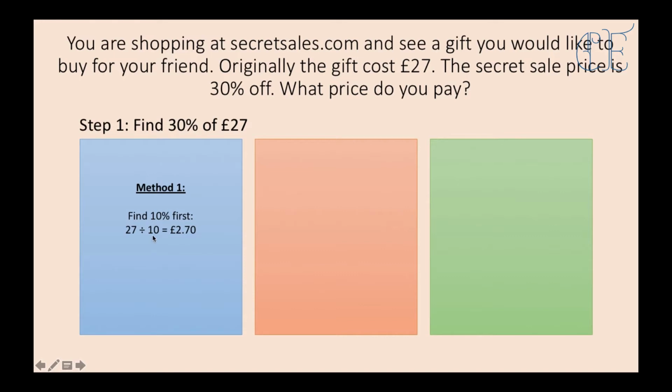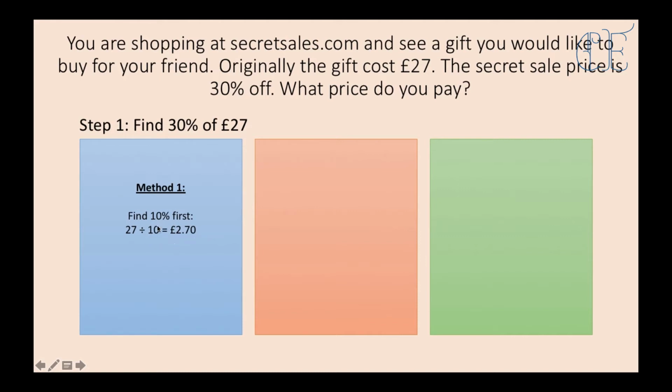So 27 divided by 10 is just £2.70. We just move the decimal point one place back. Remember, if we times, we move the decimal place this way. If we divide, we move it that way. So we're dividing, and we move the decimal place back one space. Our answer is 2.7, or in this case, because it's money, £2.70.